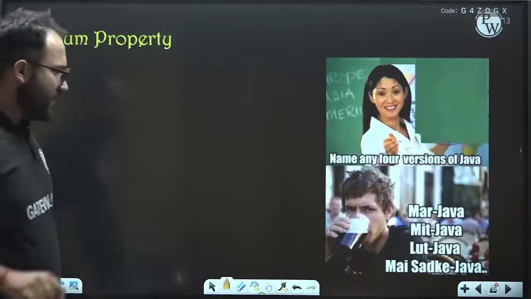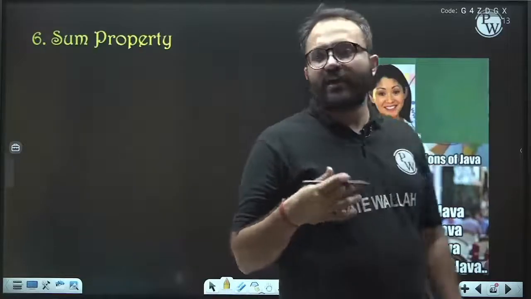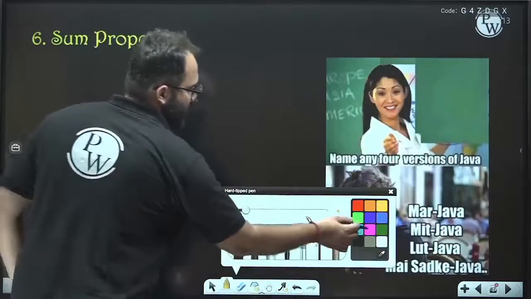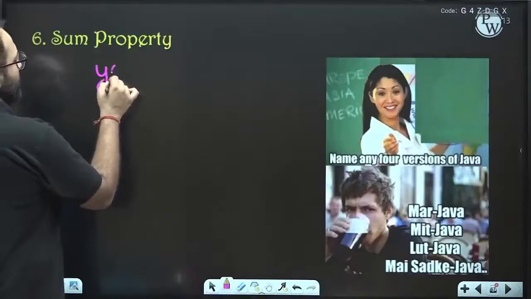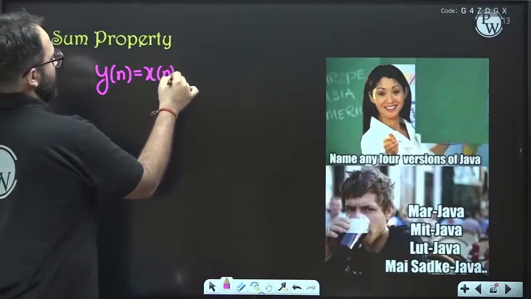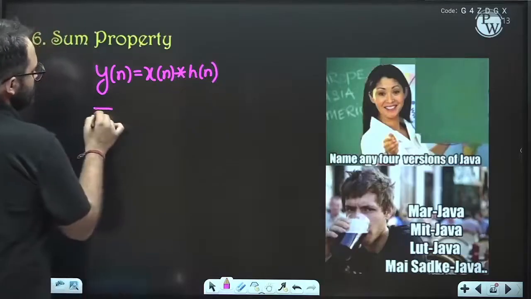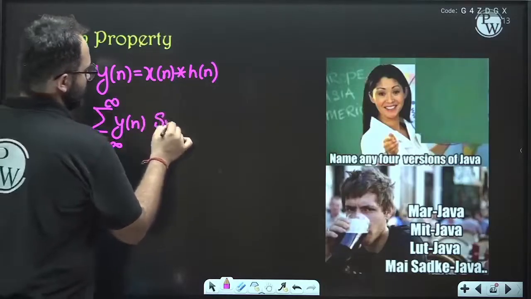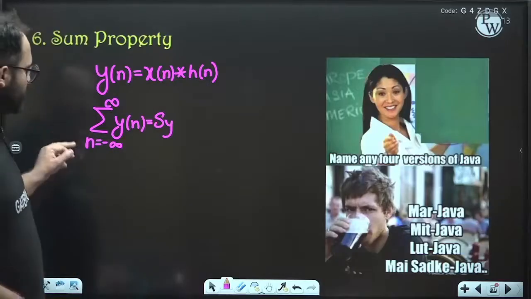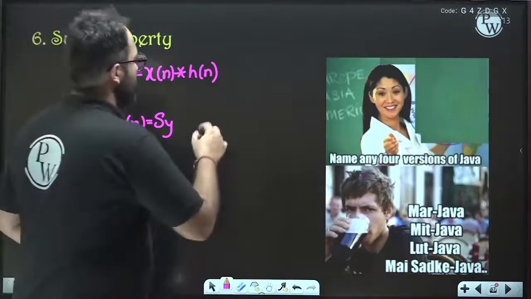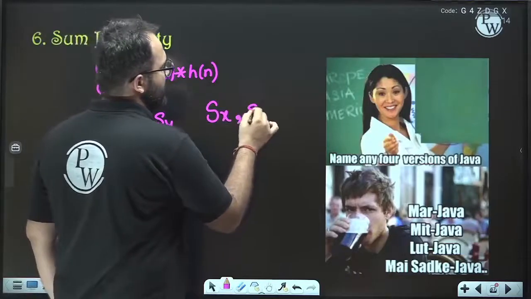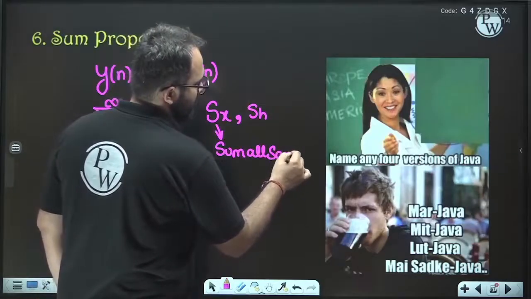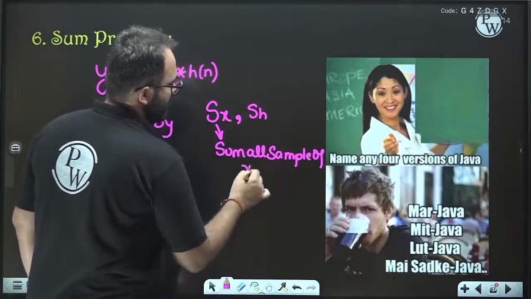Now, the sum property. Exactly similar to the area property in continuous time, we have the sum property in discrete time. This property is a very beautiful property. Suppose y[n] is equal to x[n] convolve h[n], and the summation of y[n], n equal to minus infinity to infinity, this is S_y. S_y is equal to the summation of all the samples of y[n]. Similarly, S_x and S_h, the sum of all the samples of x.